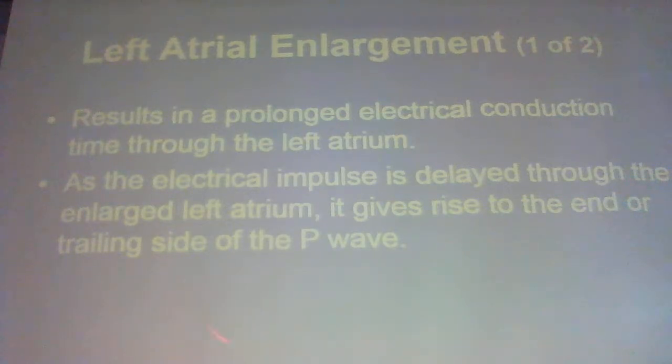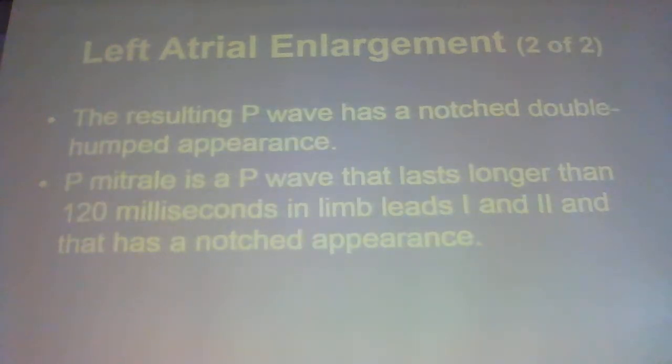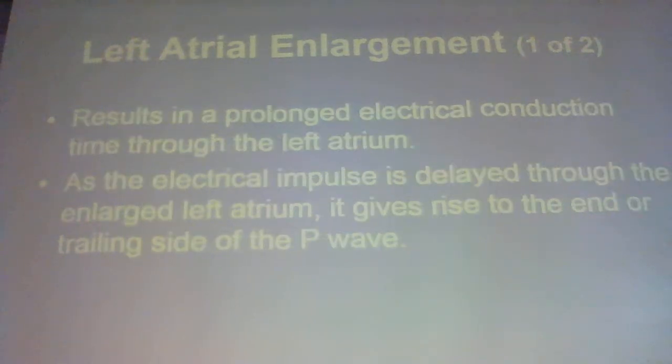Okay? What did we call this? P mitral, because it's a mitral valve problem. So it looks like an M, right? The P wave looks like an M. So it says it's notched or double humped. P mitral, P wave lasts longer than 120 milliseconds in the limb leads 1 and 2 and has a notched appearance. So typically it's the notched appearance that's the problem.